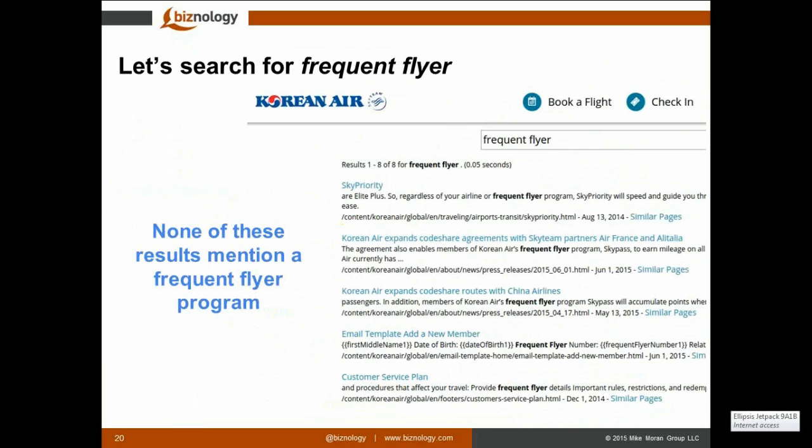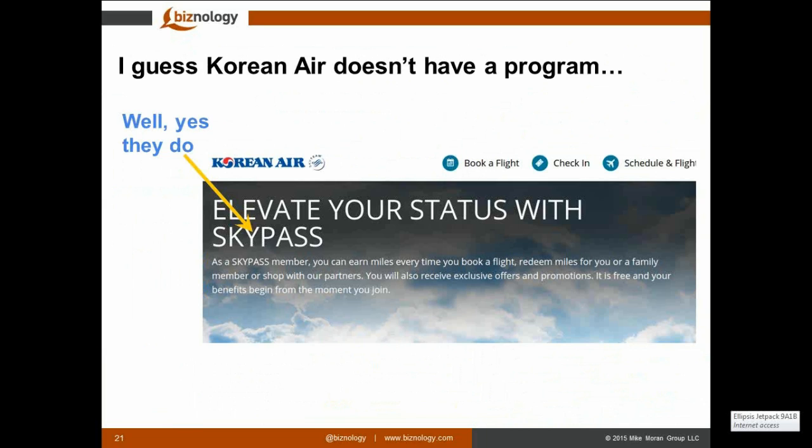Suppose you're looking for their frequent flyer program. You might type in frequent flyer. What do you get? Well, you don't actually get anything that tells you what Korean Air's frequent flyer program is. You might conclude they don't have one, or you might call them up to really double check. But they actually do have a frequent flyer program. It just wasn't found in the website search.